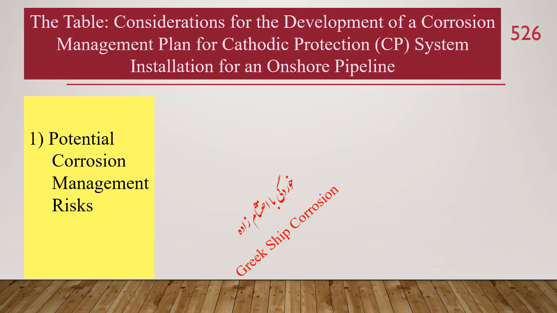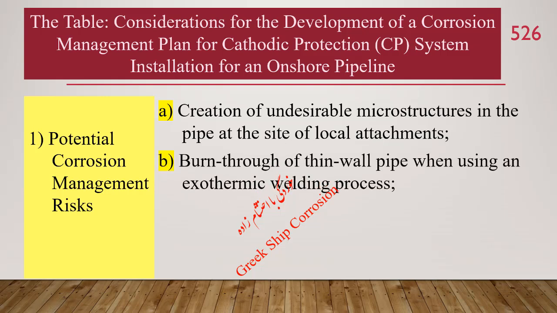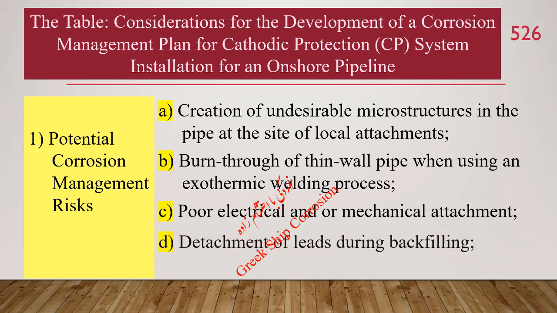Consideration for the development of a corrosion management plan for cathodic protection CP system installation for an onshore pipeline. 1. Potential corrosion management risks. A. Creation of undesirable microstructures in the pipe at the site of local attachments. B. Bend-through of thin wall pipe when using an exothermic welding process. C. Poor electrical and/or mechanical attachment. D. Detachment of leads during backfilling.